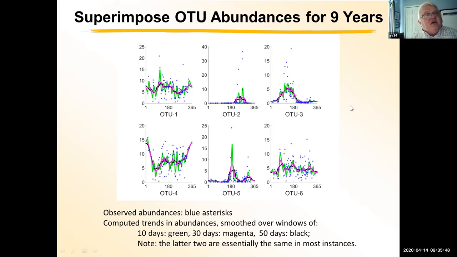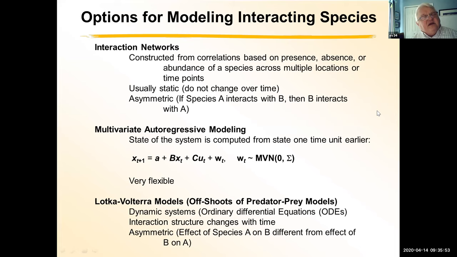And then we said, what can we do with that? So we want to do some modeling, and there are several modeling approaches. We can try to figure out interaction networks, and they are constructed from correlations of the presence, absence, abundances, and so on of species across multiple locations or across multiple time points. Now, the issue there is that these networks are typically static, so they do not change over time, which is a problem for us because we have very great seasonal changes, of course, because the lakes are very cold in the winter and very hot in the summer.